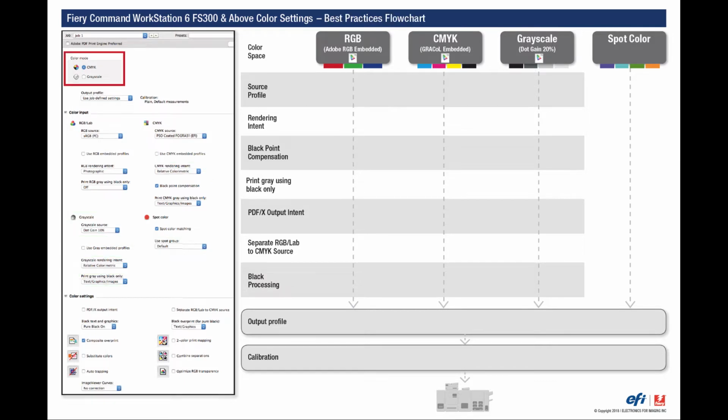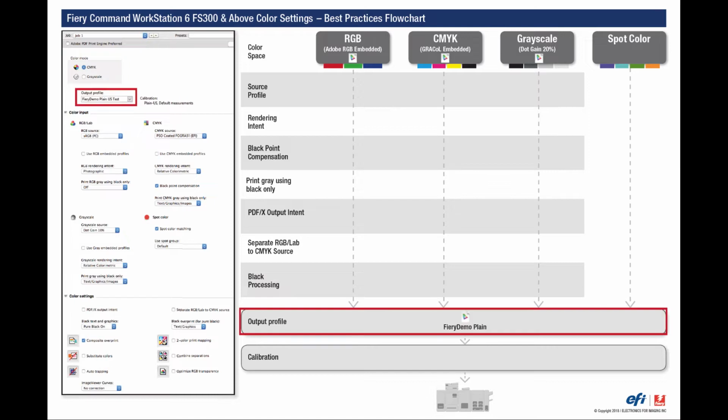The first thing I configure in my color settings is the color mode that I want to print in, which is just to say, do I want to print in CMYK or grayscale mode? Do I want a color print or a black and white print? The next thing I choose is my output profile. I can either choose the output profile specifically, such as this one for the plain paper, Fiery Demo plain US test, or I can use the hierarchy that the Fiery uses to pick color spaces.